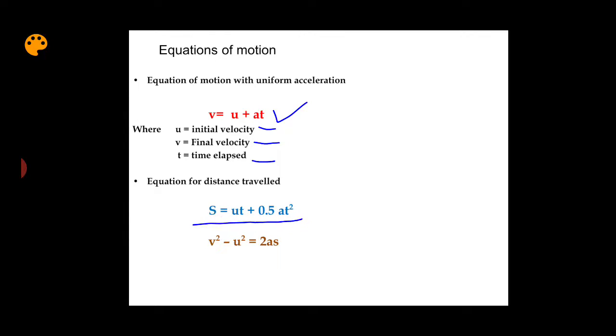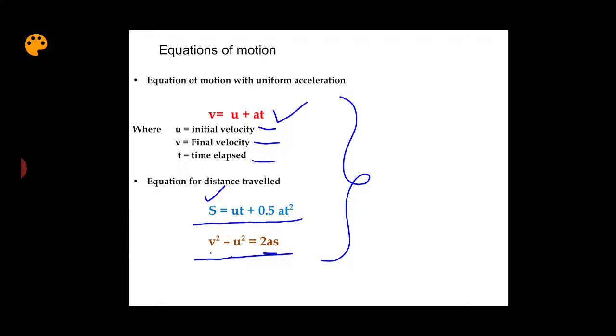Next equation considered is S is equal to UT plus half AT square, where S stands for distance traveled, U stands for initial velocity, T stands for time, A stands for acceleration, and again T stands for time. One more equation we have is V square minus U square is equal to 2AS. So V is final velocity, U is initial velocity, A is acceleration, and S is distance. These three equations we will be using for solving the problems.